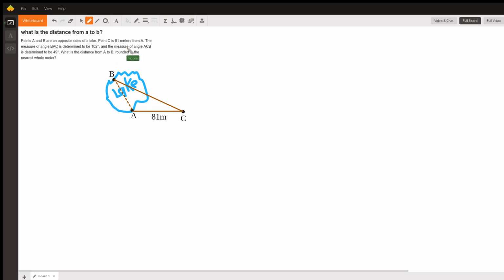Now, they also tell us that the angle BAC is 102 degrees, and that angle ACB is 49 degrees.